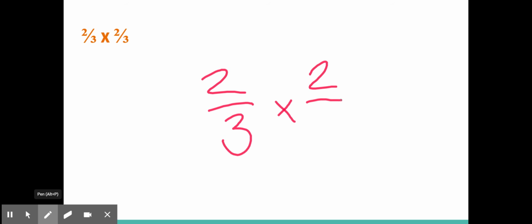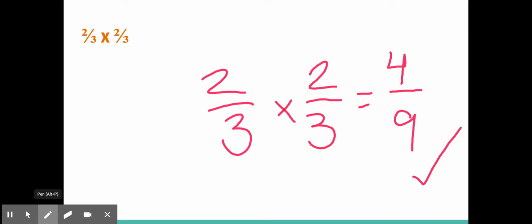If I had 2/3 of 2/3, let's just go ahead and do it the operational way. Remember that area model is a great strategy to help us. But if we're here, this is a more efficient strategy. 2 times 2 is 4. 3 times 3 is 9. Is there anything that I can divide 4 and 9 both by? Nope. So we are good. 2/3 of 2/3 is 4/9.